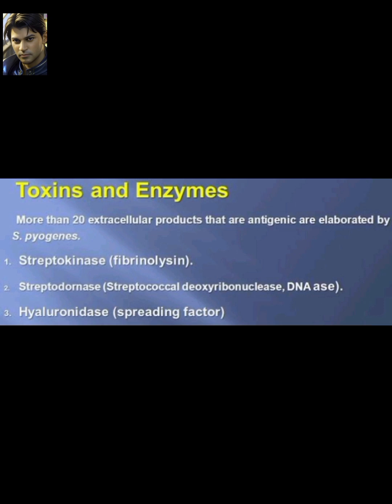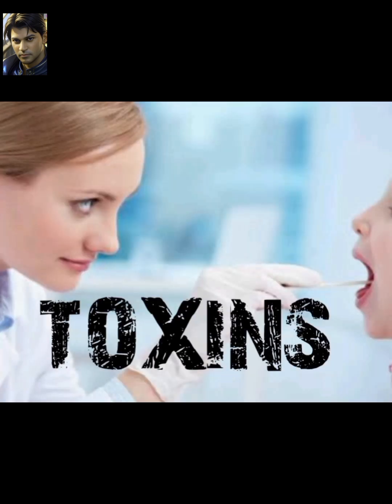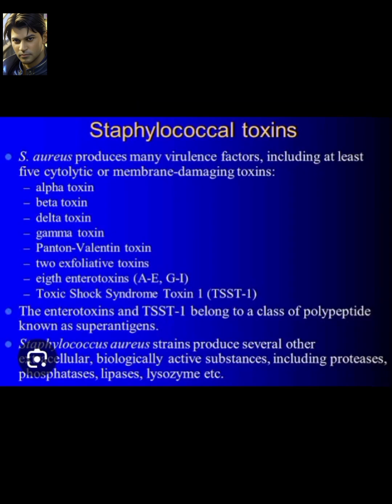Different types of toxins and enzymes are present. More than 20 extracellular products that are antigenic are liberated by Streptococcus pyogenes, which can be seen in this table. Different types of toxins are present like the hemolysins, streptolysin O and streptolysin S. The beta hemolytic group A streptococci produce two hemolysins, streptolysin O and streptolysin S, which play a vital role in their pathogenicity.